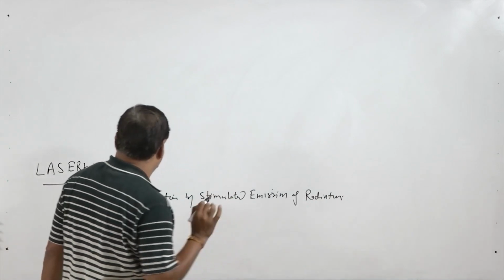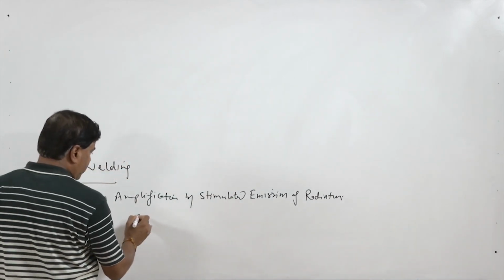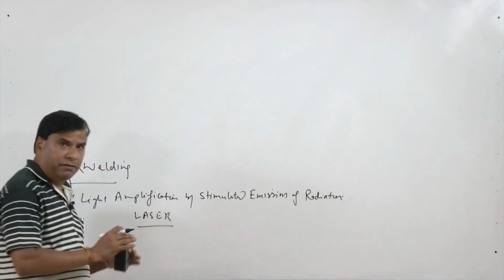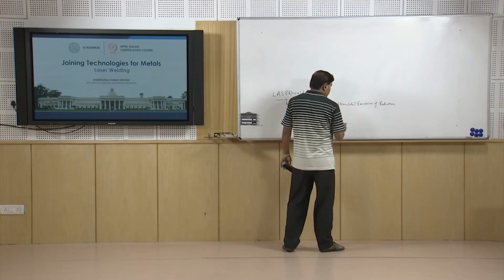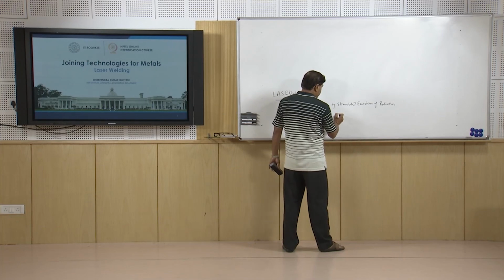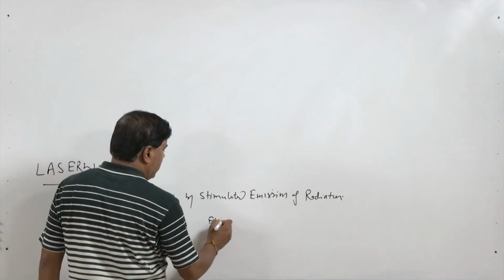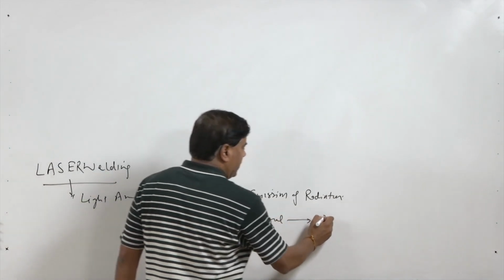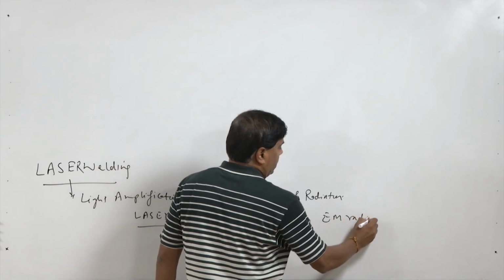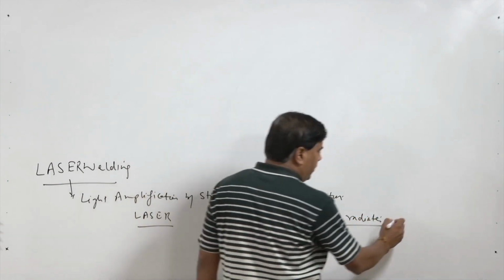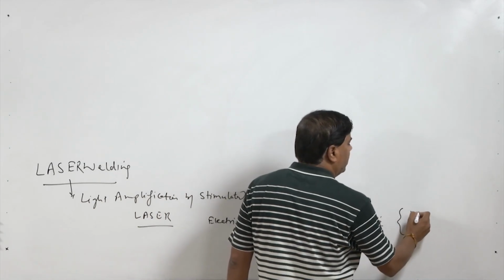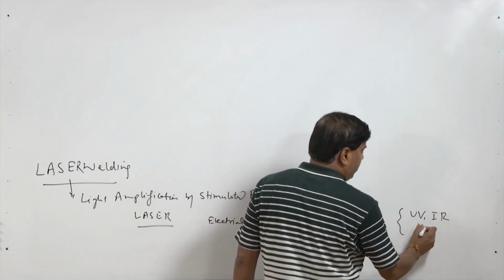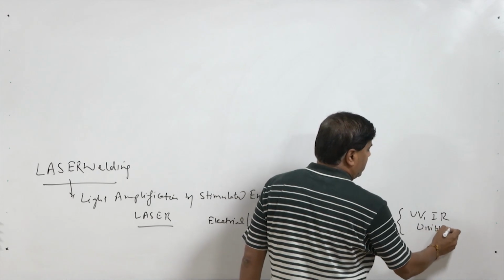So, in this process basically one source of energy is used. Using laser, one form of energy is converted into radiation energy, or electromagnetic radiations. The energy may be in the form of electrical or thermal, and that is converted into electromagnetic radiations. These radiations include ultraviolet radiations, infrared radiations, and also visible light radiations.